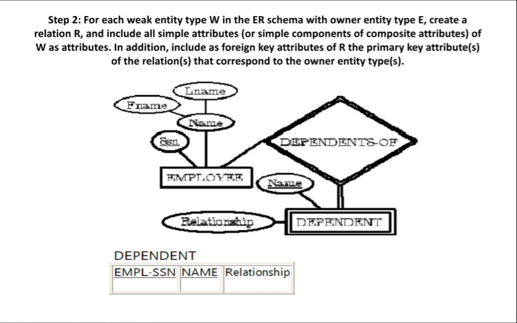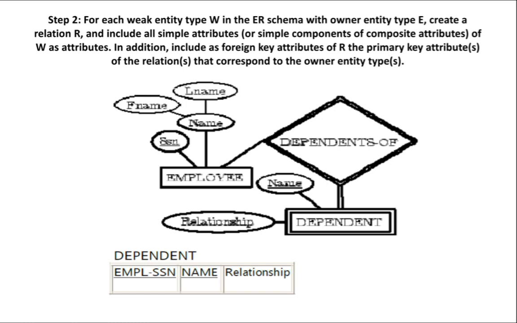Why dependent? You can observe there, dependent does not have its own primary key. Dependents use the primary key of the employee. If the employee is there in the company, you can identify the relatives. If the employee is not there in the company, how can you identify the relatives? That's why you are using the primary key of the employee in dependent also. That's why it is a weak entity.